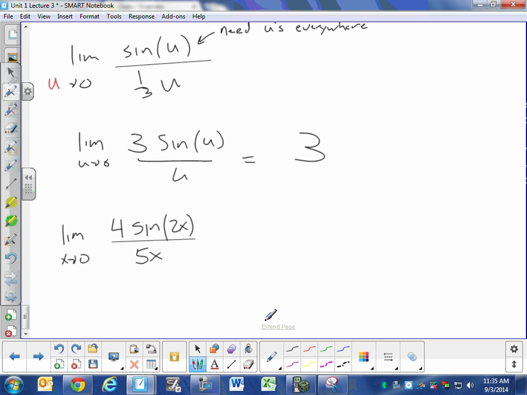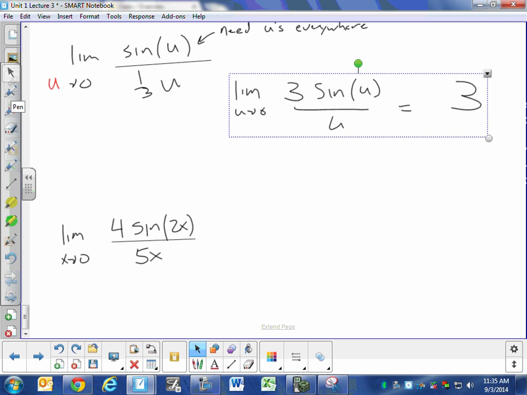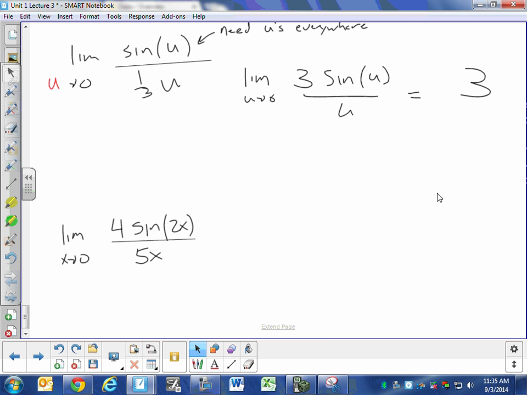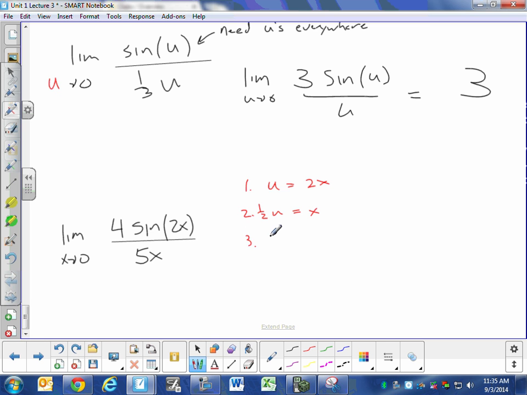I want you guys to write this one down and then at least copy down how to do it. It's going to be the same process. Step 1: set some different variable equal to whatever is inside your trig function. Step 2 is to solve for x. Step 3 is to substitute.